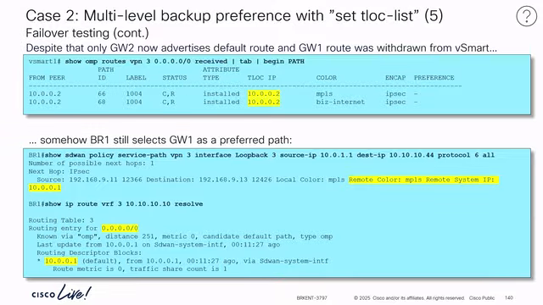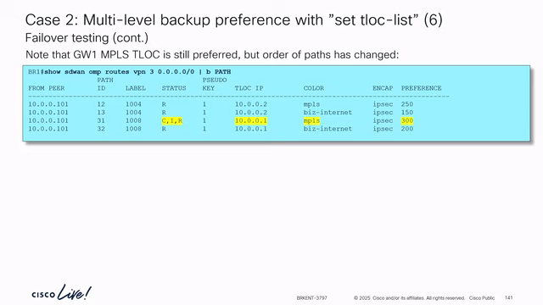we verify show policy service-path. It's still pointing to gateway 1. Kind of strange, right? Still pointing to gateway 1. Maybe it's a mistake. Maybe the policy was not programmed. Let's try to figure it out.